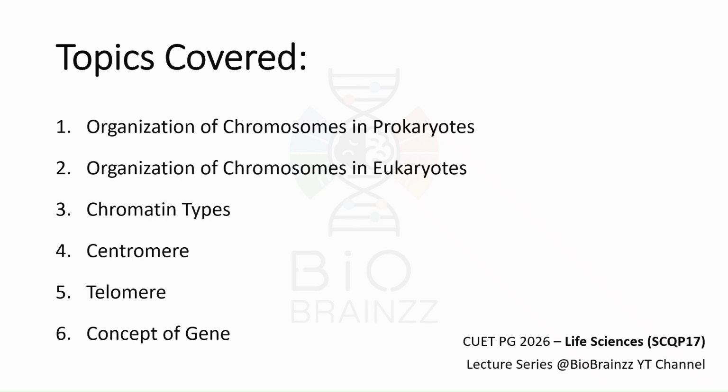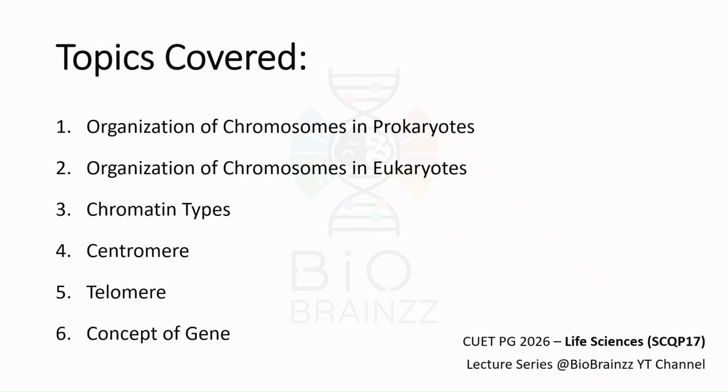Now, let us quickly look at the topics that we are going to cover in this unit. First, we will discuss the organization of chromosomes in prokaryotes, how bacterial DNA is arranged inside the nucleoid region, and how it is compact. Next, we will move on to the organization of chromosomes in eukaryotes, where DNA is packed with histone proteins to form chromatin and chromosomes inside the nucleus. After that, we will understand the different types of chromatin, mainly euchromatin and heterochromatin, along with their functional significance.